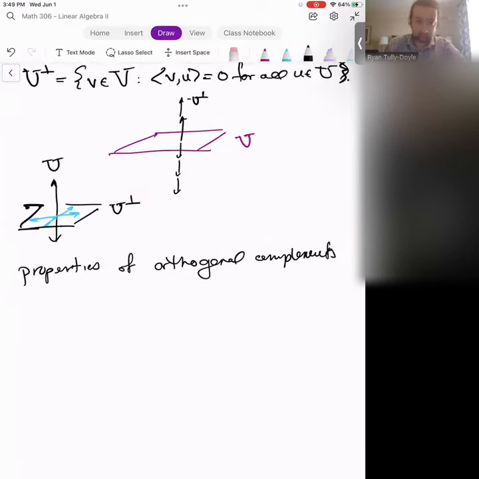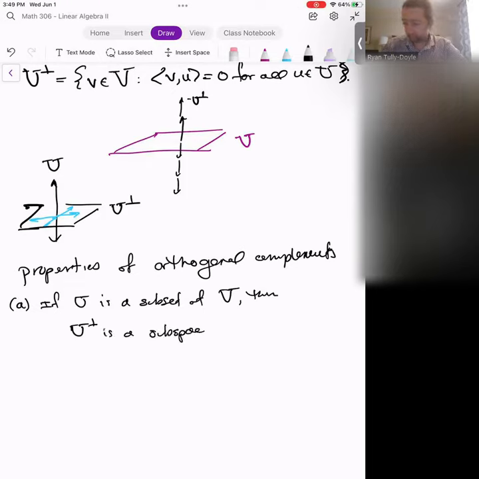So A, if U is a subset, in fact, here Axler is going to cop out and say is a subset of V instead of trying to use a symbol, then U perp is actually a subspace. So even if you just start with a set instead of a whole subspace, when you take the orthogonal complement, you get a subspace of vectors.